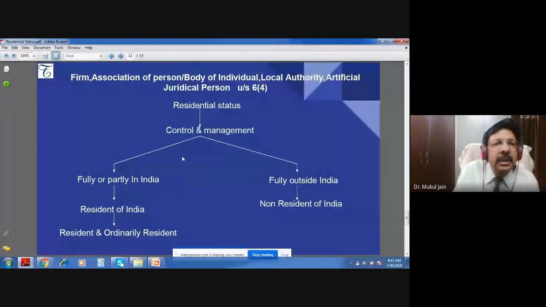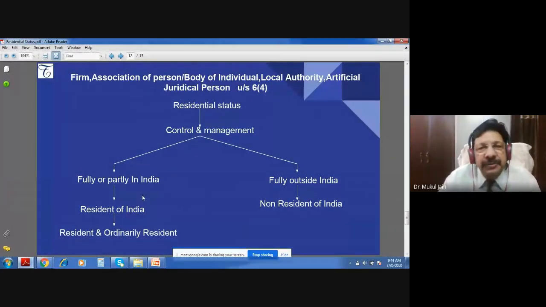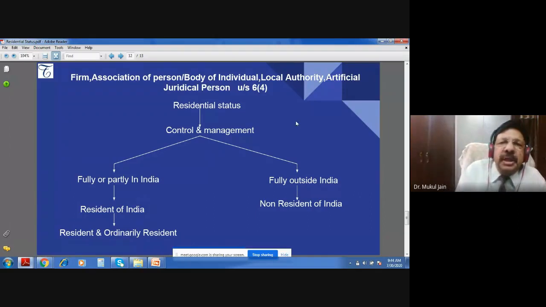Similarly, to be called a firm, association of persons, body of individuals, local authority, or artificial juridical person, the residential status depends on the control and management of that particular firm. It may be a proprietorship firm, a partnership firm, an association of persons, a body of individuals, or any local authority or artificial juridical person. By the way, do you know what you mean by artificial juridical person?